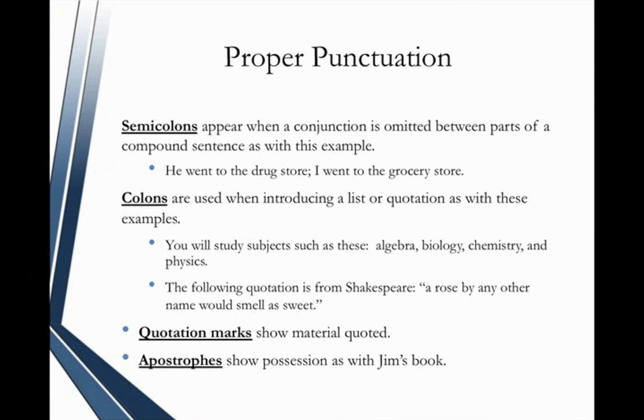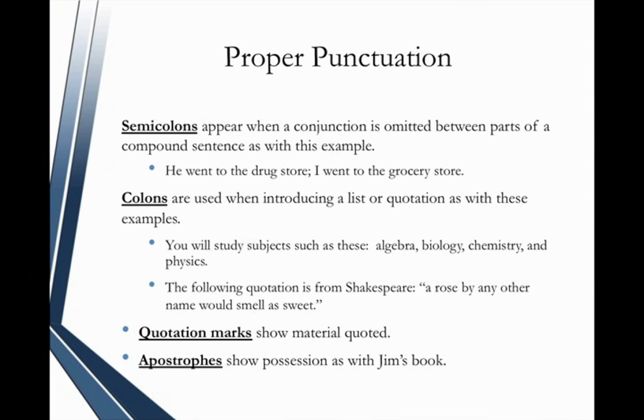Semicolons appear when a conjunction is omitted between parts of a compound sentence, as with this example. He went to the drugstore; I went to the grocery store. Colons are used when introducing a list or quotation, as with the following examples. You will study subjects such as these: algebra, biology, chemistry, and physics. The following quotation is from Shakespeare: A rose by any other name would smell as sweet.